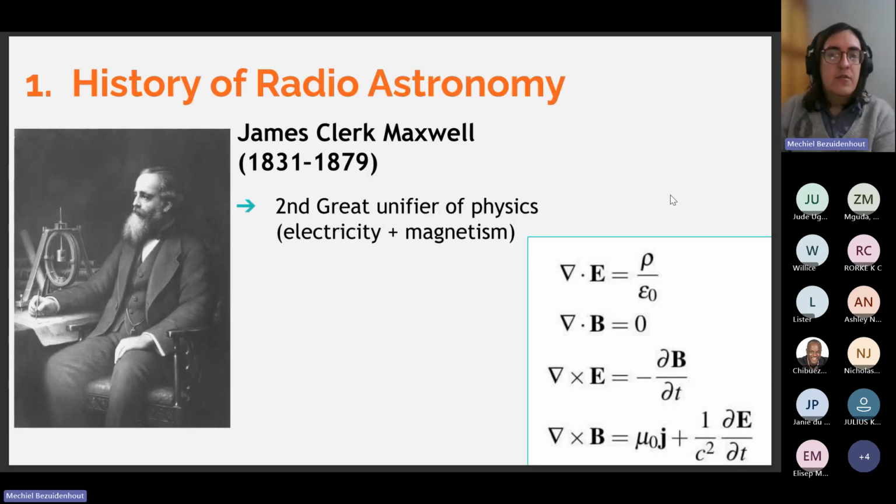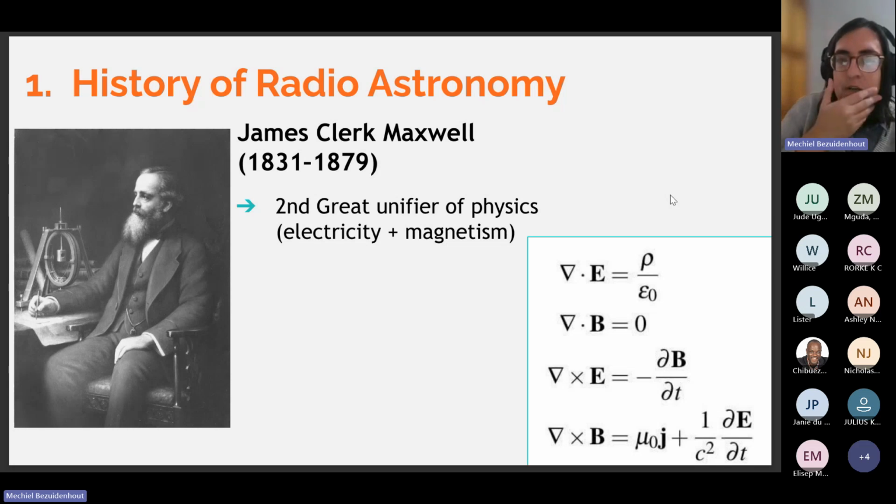Right, so radio astronomy has its beginnings all the way back in the 19th century, starting with James Clerk Maxwell. Maxwell was a Scottish scientist. He's known as the second great unifier of physics after Isaac Newton. Isaac Newton unified the force of gravity with the movement of celestial objects. Maxwell unified the forces of electricity and magnetism.